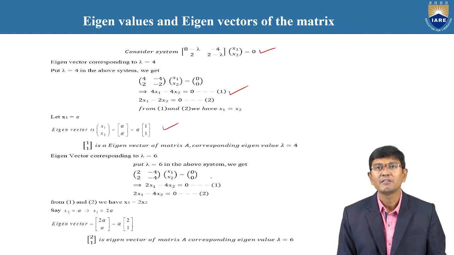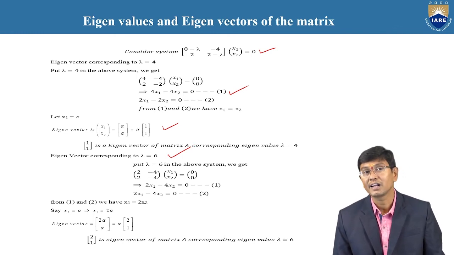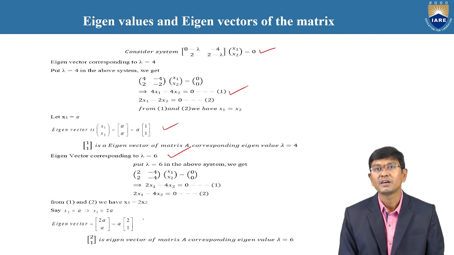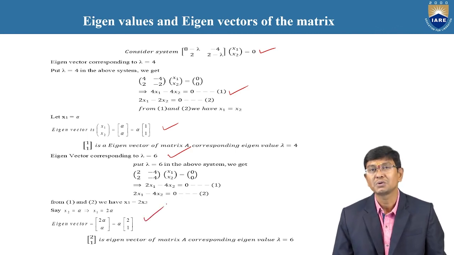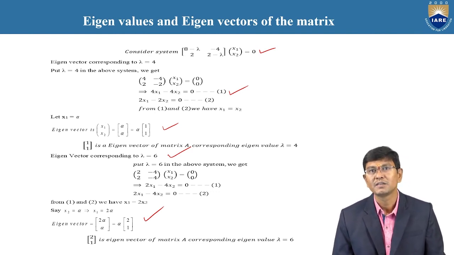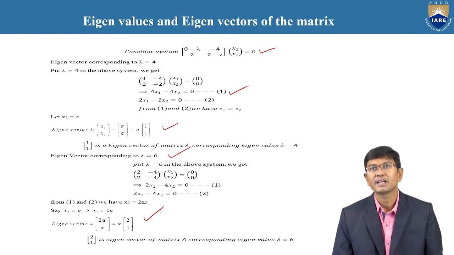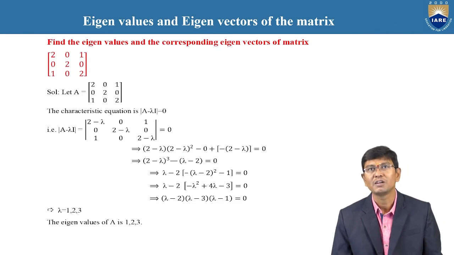And similarly, while we are going to find the eigenvector corresponding to lambda equal to 6, by using the echelon form equation, we obtain that x2 is equal to 2 comma 1. Therefore, these are the two eigenvalues and their corresponding eigenvectors. For lambda equal to 4, the eigenvector is clearly 1 comma 1, and for lambda equal to 6, it is 2 comma 1.